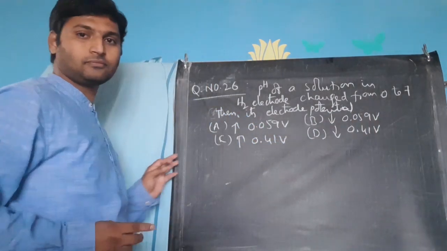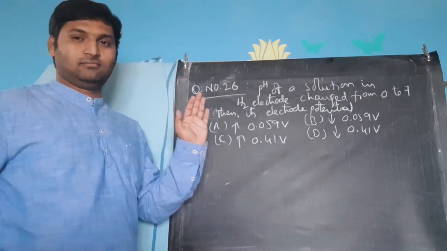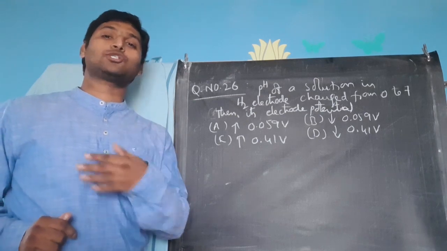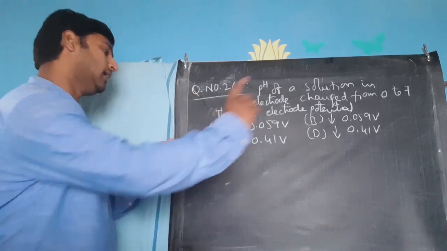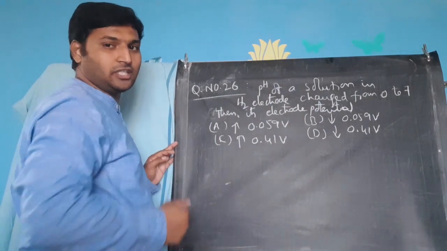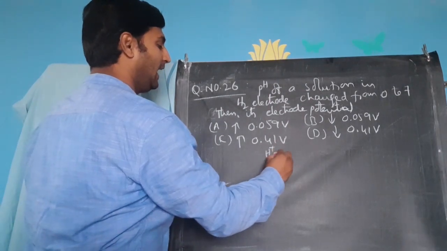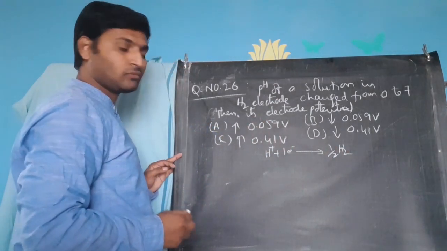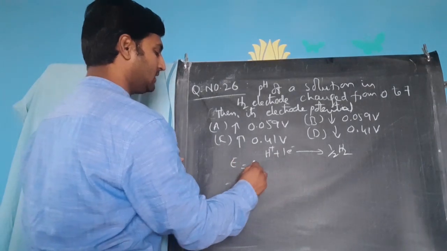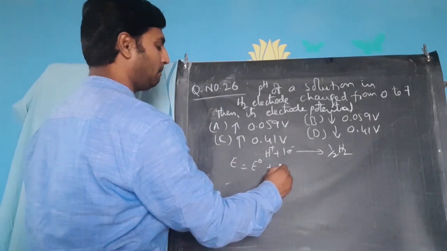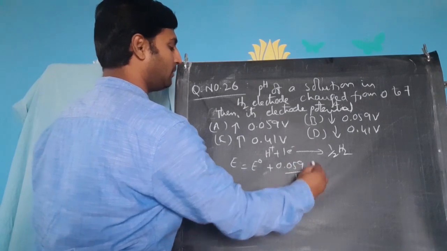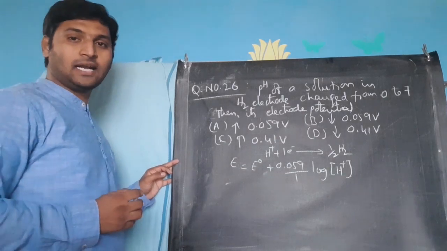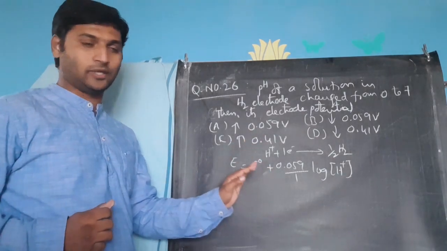Now you see, again we should be applying the elimination method here, meaning which are the not suitable options. To understand that, let us write the Nernst equation for the hydrogen electrode. H plus gains 1 electron to become half H2. For this reaction, E is equal to E naught plus 0.059 by 1 log of concentration of H plus. This is the Nernst equation.